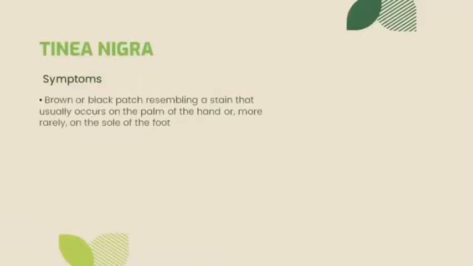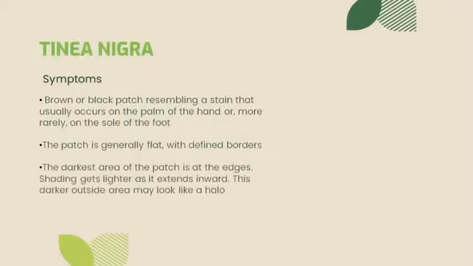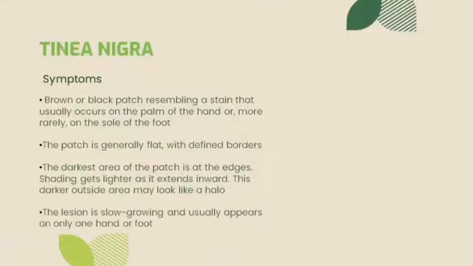Tinea nigra symptoms: brown or black patch resembling a stain that usually occurs on the palm of the hand, or more rarely on the sole of the foot. The patch is generally flat with defined borders. The darkest area of the patch is at the edges. Shading gets lighter as it extends inward. This darker outside area may look like a halo. The lesion is slow-growing and usually appears on only one hand or foot.